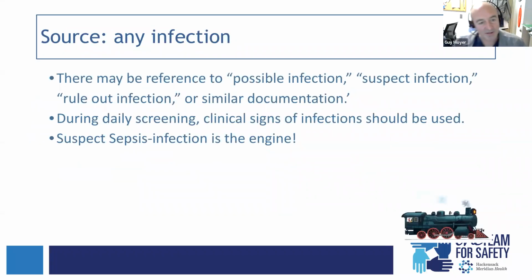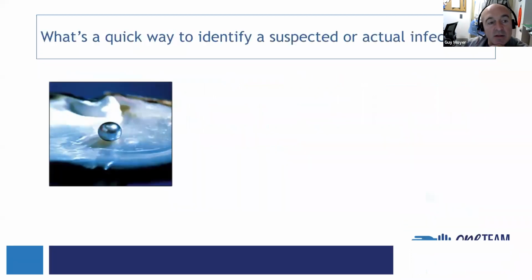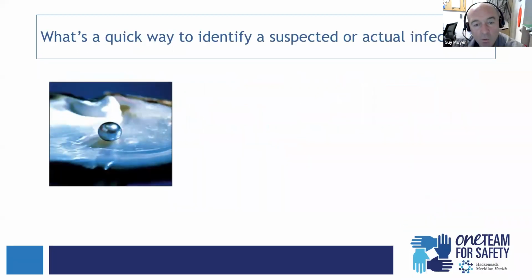So source of any infection. There may be reference to possible infection, suspect infection, rule out infection, or similar documentation in the medical record by the physician or the advanced practice nurse or the physician's assistant. So during daily screening, clinical signs of infection should be used. Suspect sepsis infection is the engine. It's the beginning part of your screening process. So that's the engine of the train. So what's a quick way to identify a suspected or an actual infection?